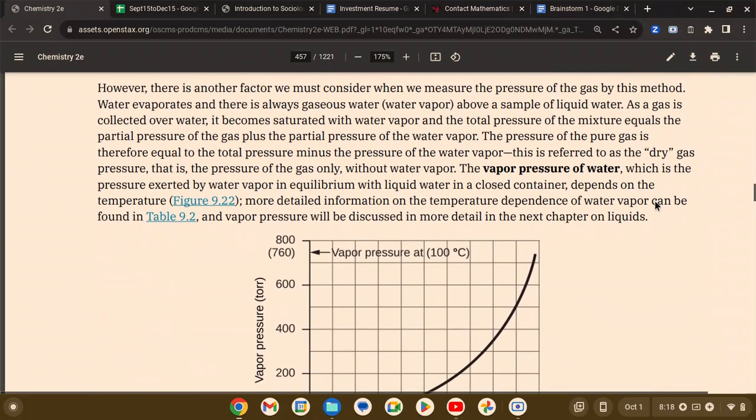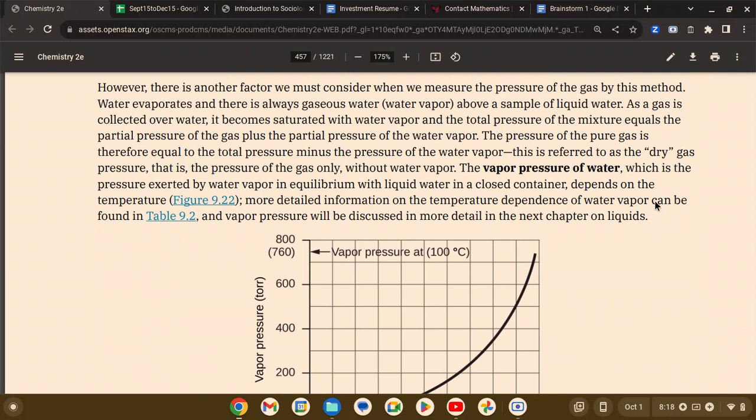All right, let's go back down to this. However, there is another factor we must consider when we measure the pressure of the gas by this method. Water evaporates, and there is always gaseous water above a sample of liquid water. As the gas is collected over water, it becomes saturated with water vapor, and the total pressure of the mixture equals the partial pressure of the gas plus the partial pressure of the water vapor. The pressure of the pure gas is therefore equal to the total pressure minus the pressure of the water vapor. This is referred to as the dry gas pressure, that is, the pressure of the gas only, without water vapor.